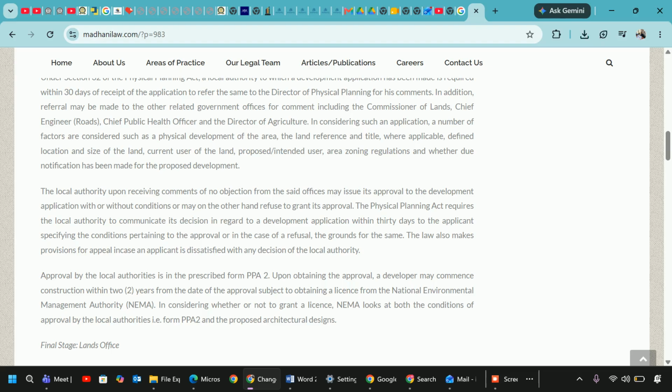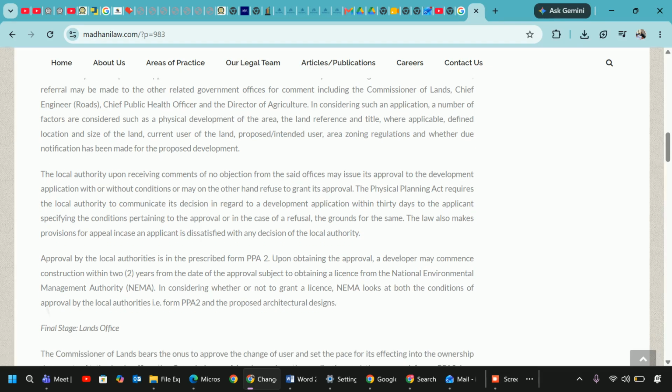Upon approval by the local authorities, in the prescribed form PPA2, and upon obtaining the approval, a developer may commence construction within 2 years from the date of the approval, subject to obtaining a license from NEMA. In considering whether or not to grant a license, NEMA looks at both the conditions of the approval by the local authorities, i.e. from PPA2, and the proposed architectural designs.